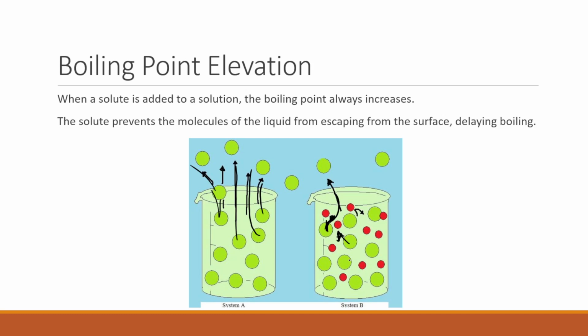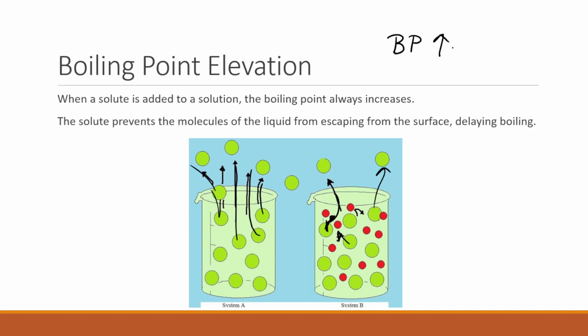So not only do we need to separate the water molecules from each other, we also need to separate the water molecules from the ions. We need to put more energy in order to make those water molecules boil, in order to make those water molecules leave. So because we need to put more energy in, the boiling point is going to increase. The boiling point is going to go up.